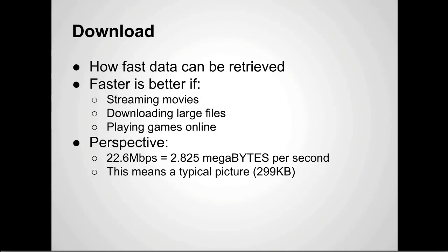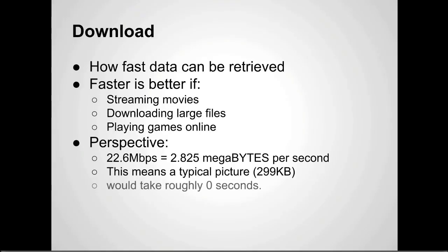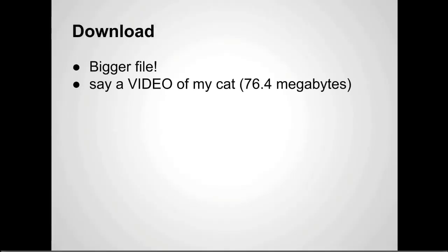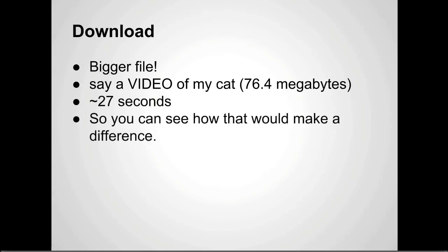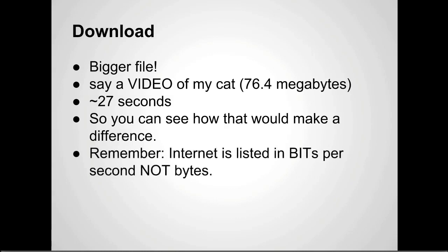This means a typical picture that's about 299 kilobytes, like this picture of my cat, would take roughly 0 seconds on a 22.6 megabit connection. So a bigger file, say a video of my cat, 76.4 megabytes, takes about 27 seconds on the connection that I have here. So you can see how this would make a huge difference. Say if it was half that speed, it would take twice as long. So if I had 13 megabit down, it would take 54 seconds, which doesn't seem like a lot, but it can start adding up when you get into high def movies and things.